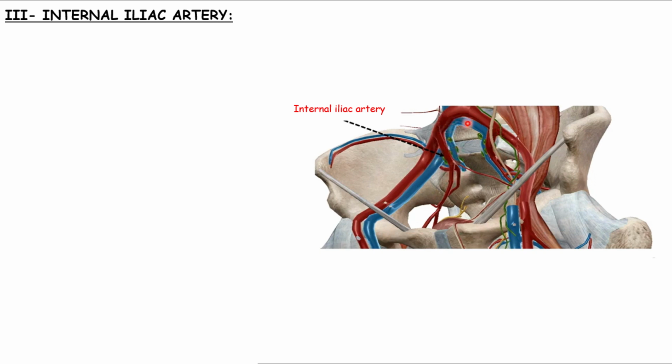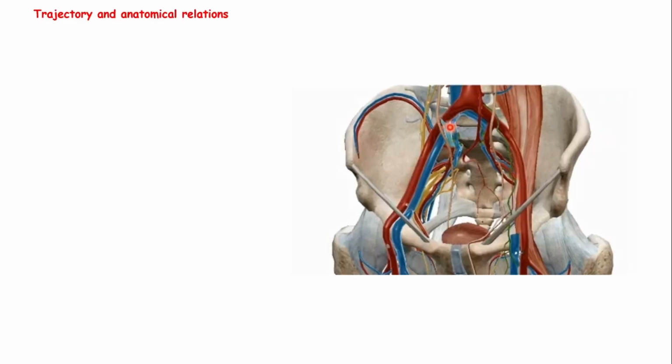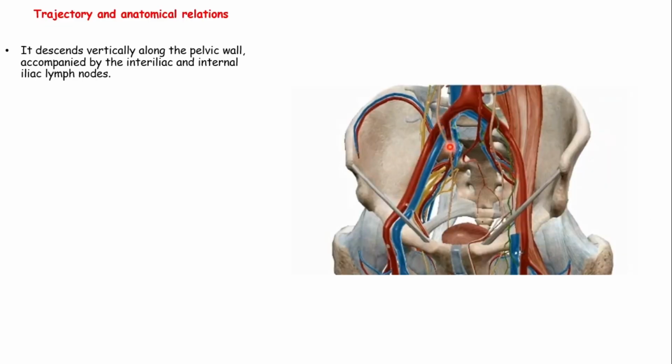Let's tackle now the internal iliac artery. It often originates at the level of the lumbosacral disc. It arises from the posteromedial division of the common iliac arteries and serves as the main artery of the pelvis, supplying both the pelvic wall and its contents. The internal iliac artery descends vertically along the pelvic wall, accompanied by the interiliac and internal iliac lymph nodes.